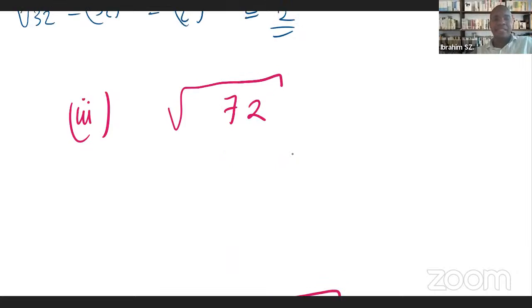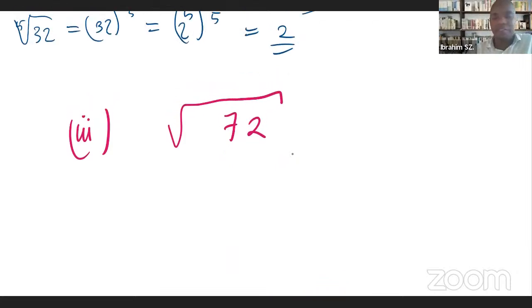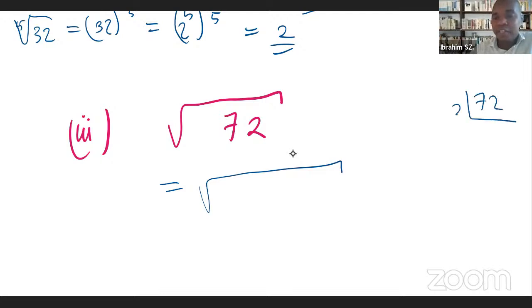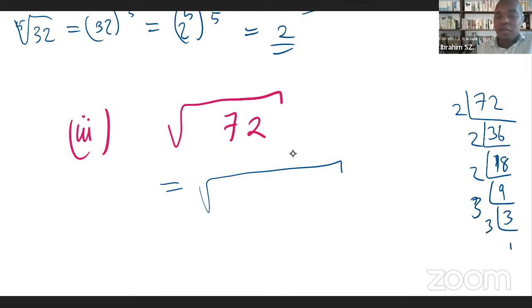The third case, let's find the square root of 72. Square root of 72, we break it again into prime factors. For the square root of 72, you can break it down by 2, 36. By 2 will be 18. By 2 will be 9. By 3 will be 3. By 3 again will be 1. So 72 is 2 times 2 times 2 times 3 times 3.